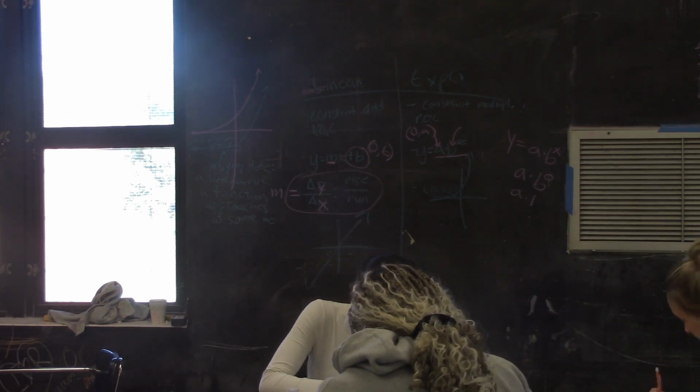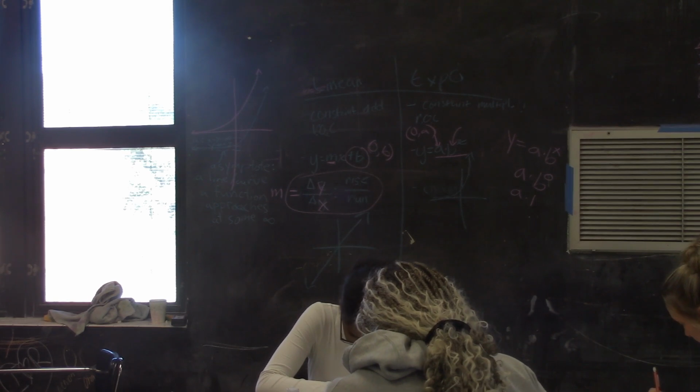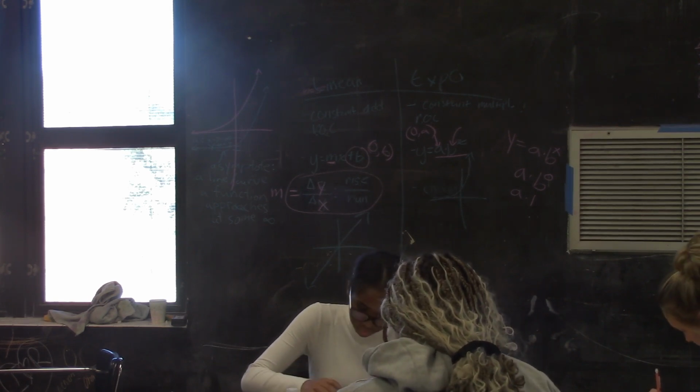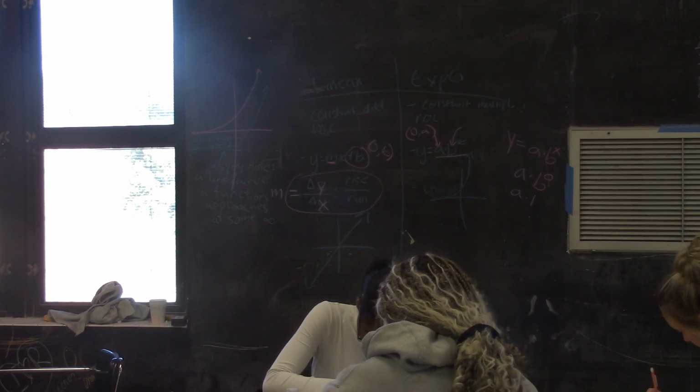Okay? An asymptote is a line or a curve that a function approaches at some infinity.